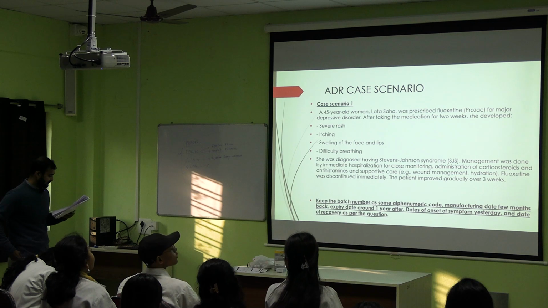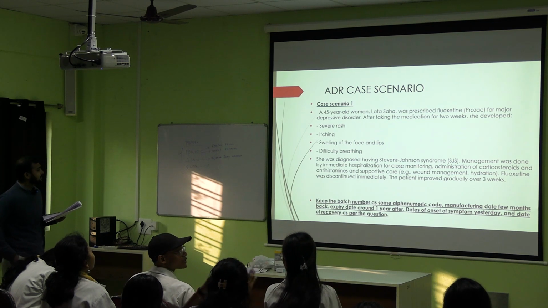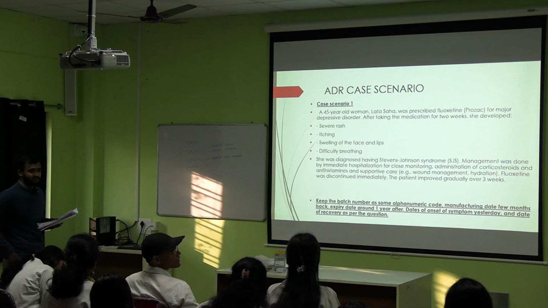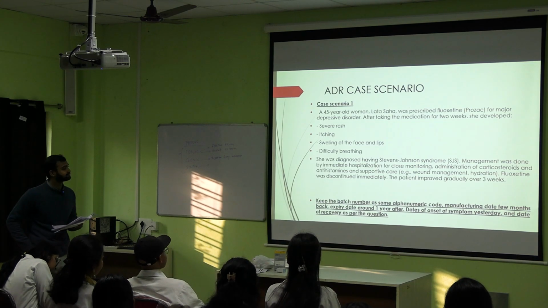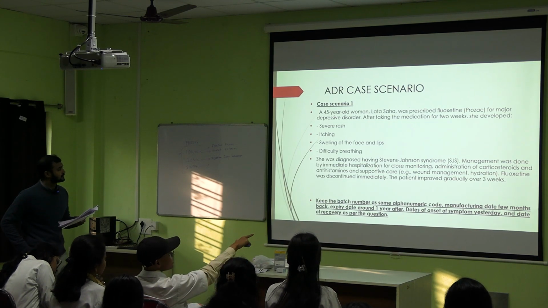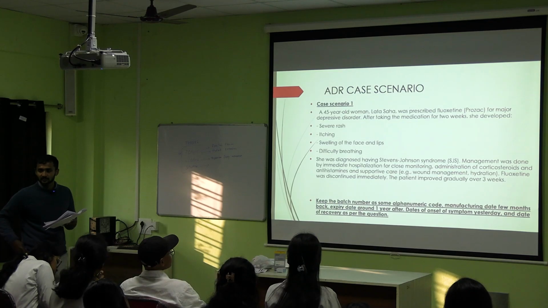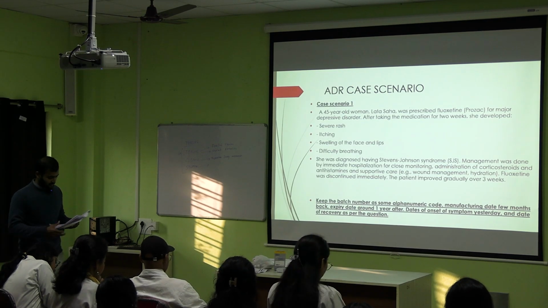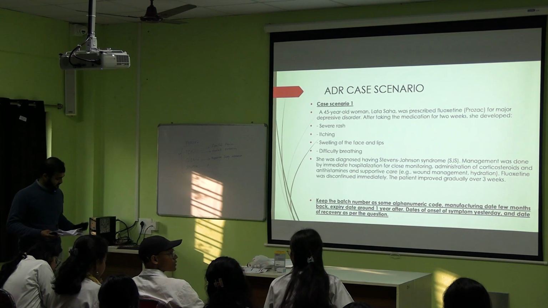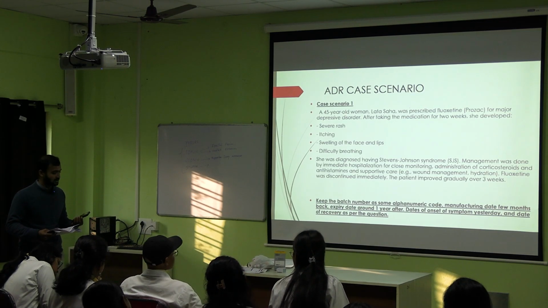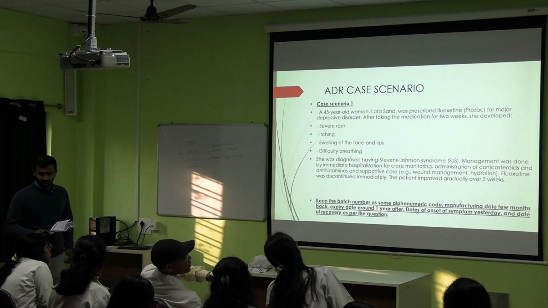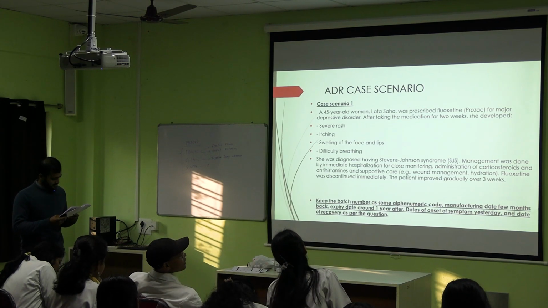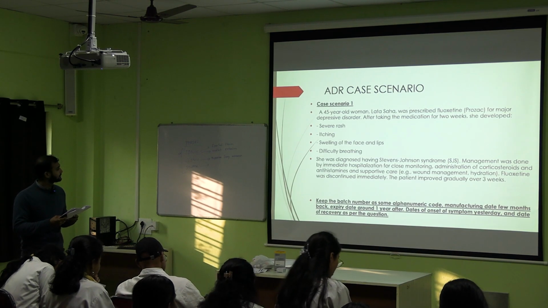Then the reaction stop date. The patient improved gradually over 3 weeks, so plus 21 days. February has 29 days, so 21 plus 9, that is 1st March. So this is the reaction stop date.